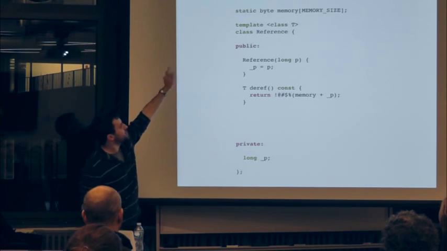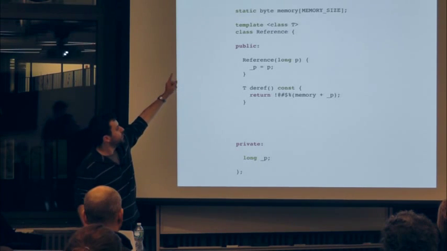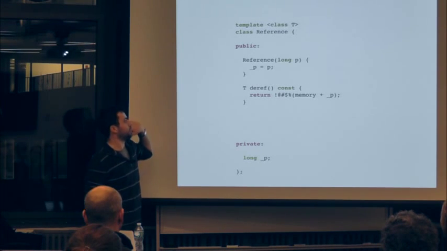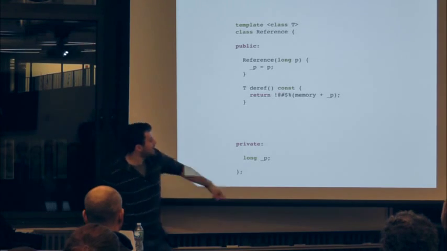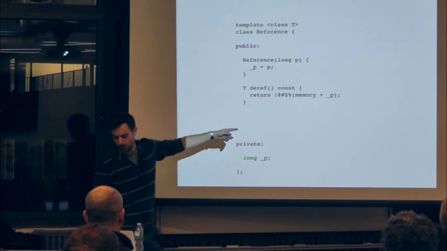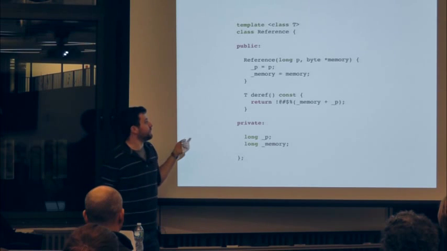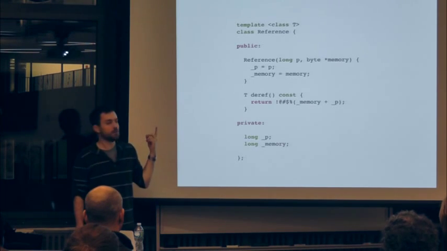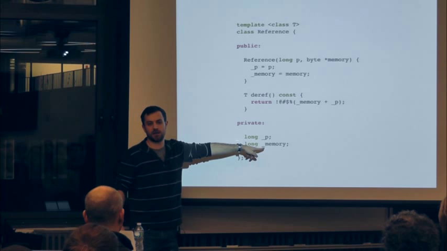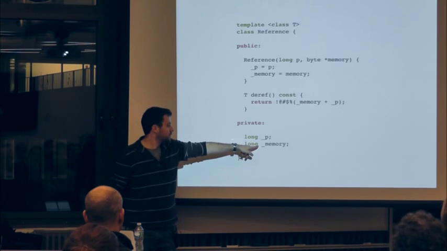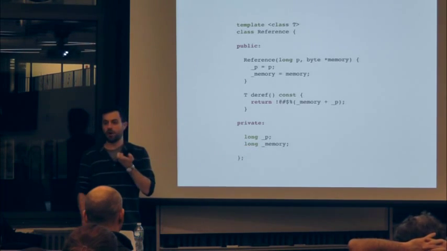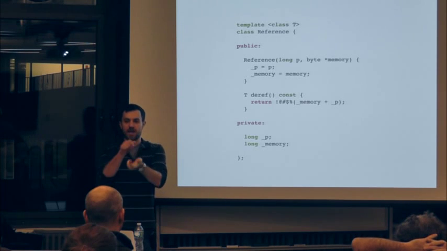But the question now is, we still have this global memory. And so what happens if we thought about this without the global memory? Well, we still need memory from somewhere. So one way we can get it is we can construct the reference with memory, right? We can store it as a second member of this object. And now I have a pointer, and if I dereference this pointer, I always get the same value in memory.